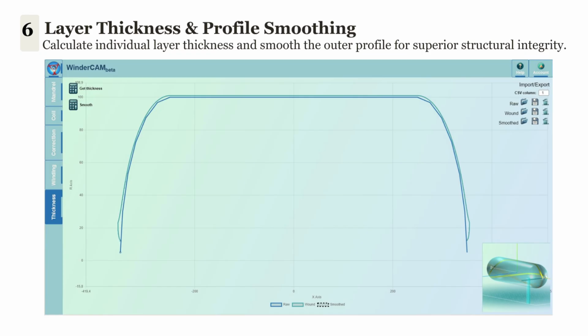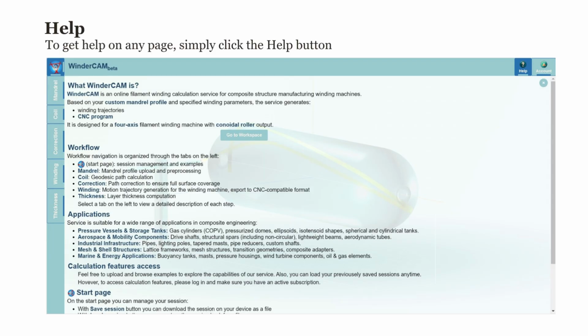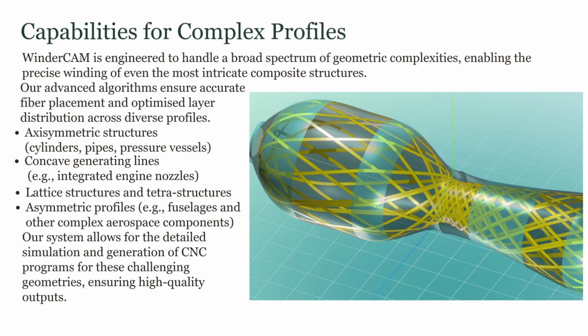The final touch is calculating the thickness of each layer and smoothing the outer profile for perfect mechanics of the finished part. And at every stage, detailed help is at hand. You mentioned complex shapes. What exactly is the service capable of? The algorithms handle not just simple cylinders, concave profiles, like in nozzles, lattice structures, even asymmetric contours of aircraft fuselages. It can manage all of this.